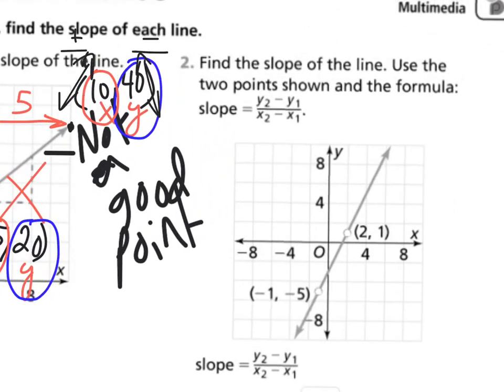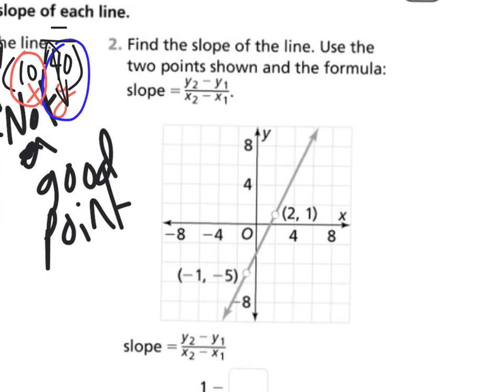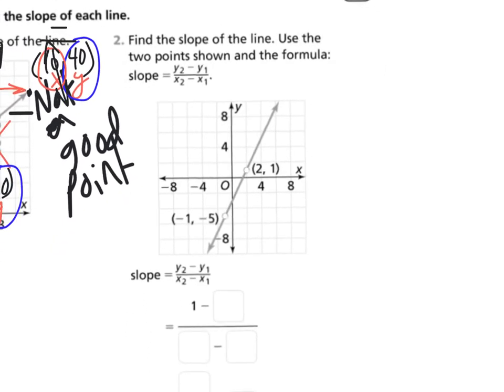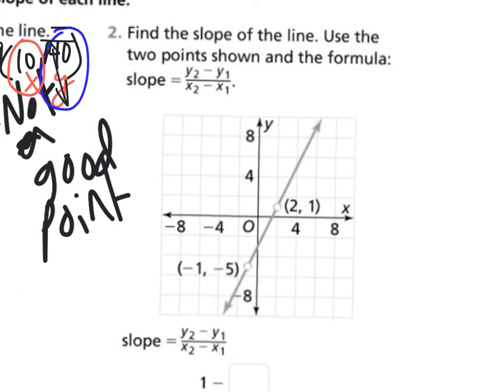If we look at number 2, they want us to find the slope of the line, and they talk about using this formula. Just remember this formula is basically saying subtract your y values in the numerator, subtract your x values in the denominator. So subtracting the y values, that's the change in y. Subtracting the x values, that's the change in x. So nothing really different.